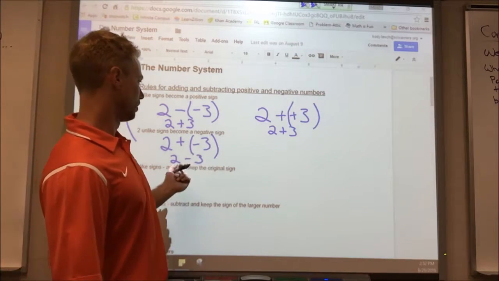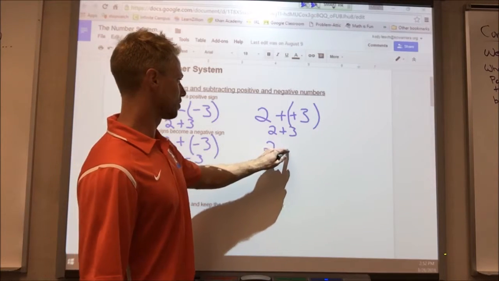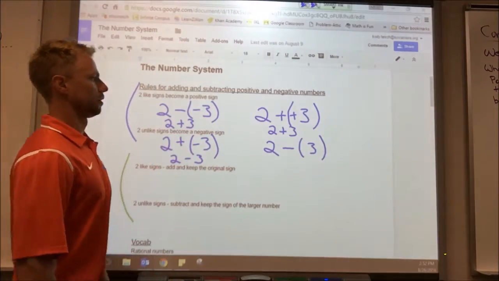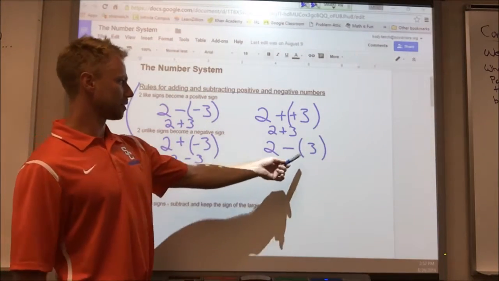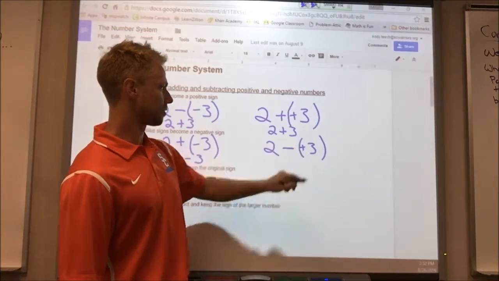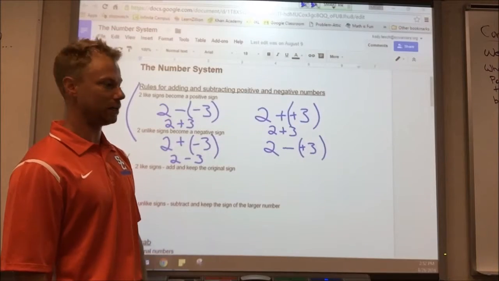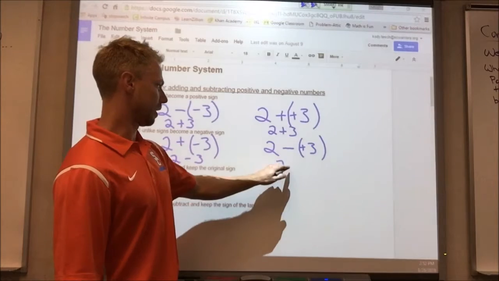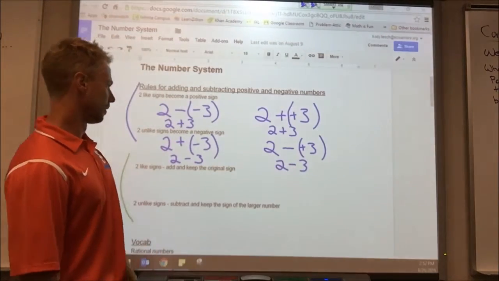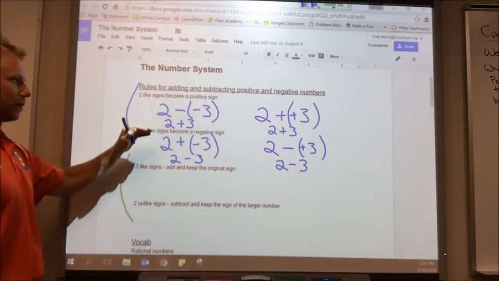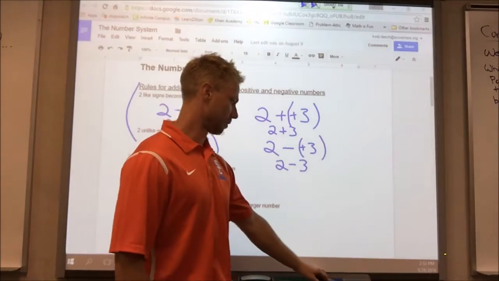And we could also write that a little differently. We could write it as 2 minus 3. Now, a lot of times we don't write the positive sign. We only write the negative sign. But really, again, there's a positive sign in front of that 3. So it would be a negative sign and a positive sign, which again will turn into a negative. So it would still be 2 minus 3. Okay? So those two rules we always need to apply first.